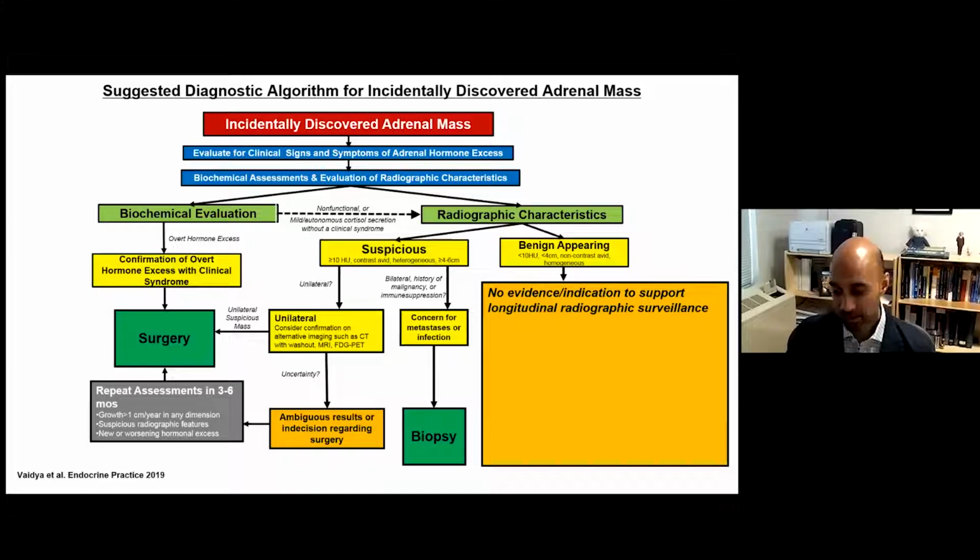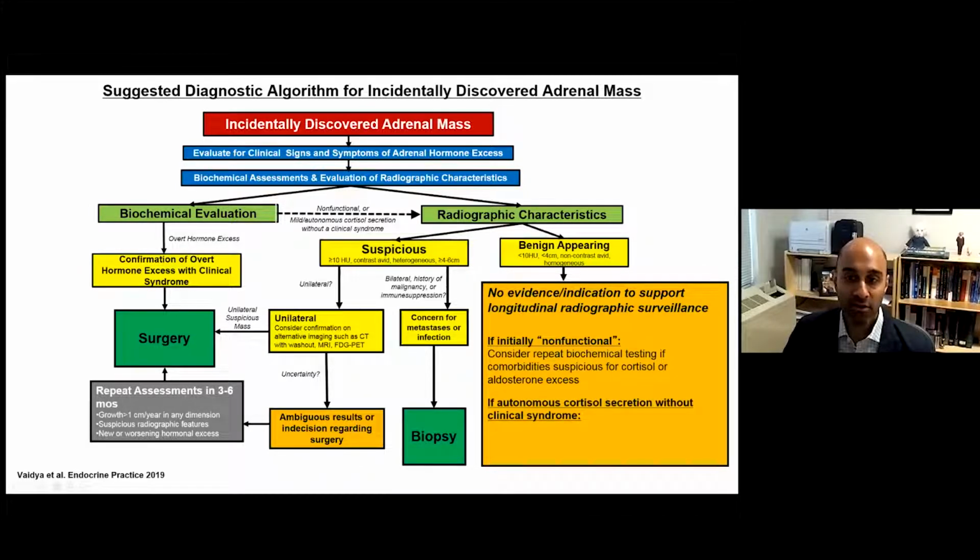So that's step one. If it's non-functional, if there were no other concerning biochemical parameters, no reason to keep following it unless something dramatic changes in the subsequent years. If the patient develops signs that make you concerned about Cushing's syndrome or hyperaldosteronism, sure, then you can do biochemical testing. Otherwise, no indication for repeat biochemical or radiographic surveillance.